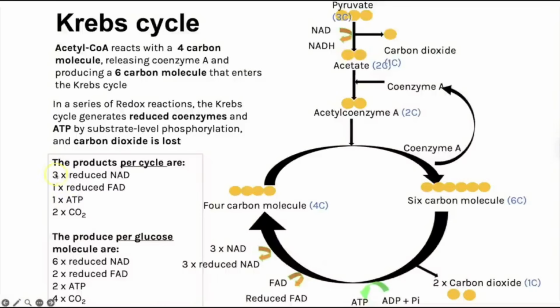So the product per cycle is 3 reduced NAD, 1 reduced FAD, 1 ATP and 2 carbon dioxides, but per glucose molecule, which is really how we should do it, because in aerobic respiration, we will have 1 glucose molecule entering, which means the cycle will happen twice because we get 2 pyruvate, therefore 2 acetyl-CoA. So that means from 1 glucose, we have 6 reduced NAD, 2 reduced FAD, 2 ATP and 4 carbon dioxide molecules.